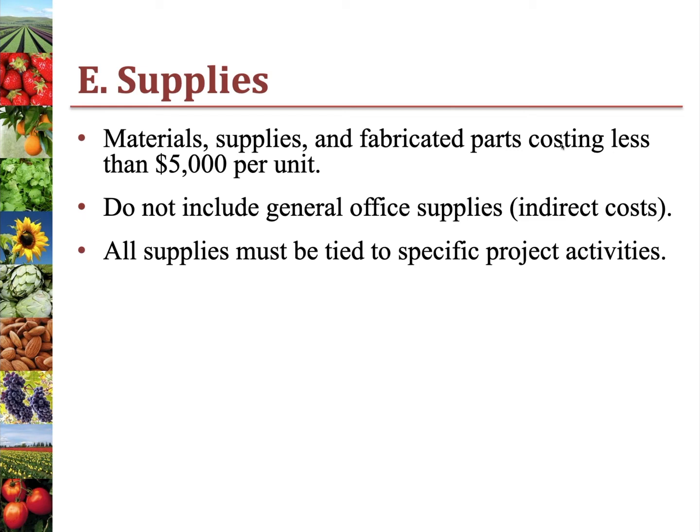Category E is for costs to purchase project supplies. Supplies include any items costing less than $5,000 per unit. The supplies category should not include any general use office supplies such as paper, printer ink, or pens, as these are considered indirect costs. These are not allowable as direct costs unless they will be used solely and specifically for a project activity and can be directly assigned to such an activity relatively easily with a high degree of accuracy. All supplies must be tied to specific project activities.